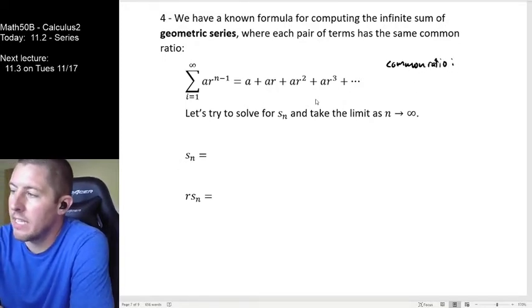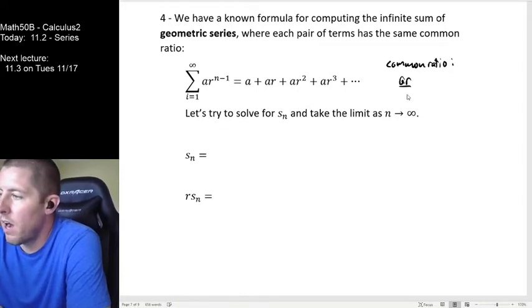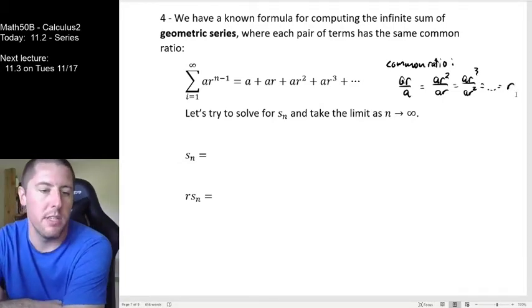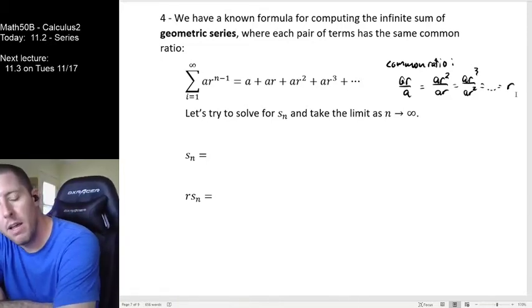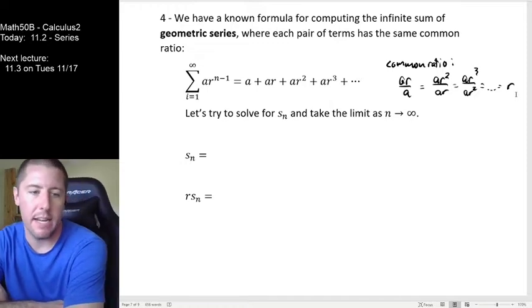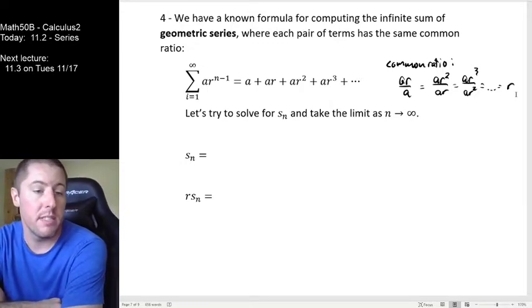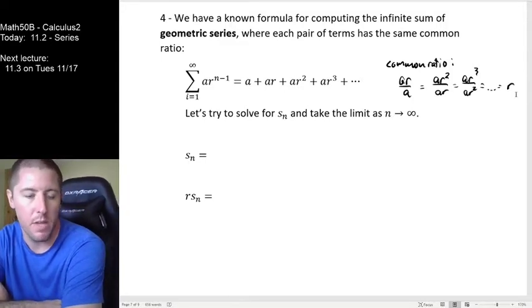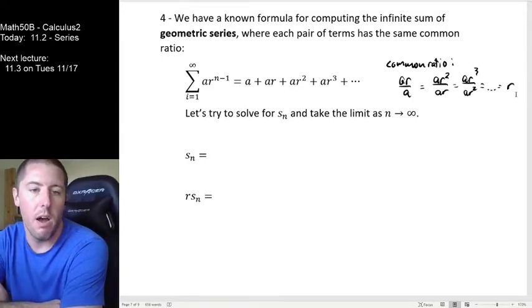I can look at successive terms, right? AR over A is the same as AR squared over AR, is the same as AR cubed over AR squared, is just R, right? So R represents the common ratio between terms. If you divide one term by its previous term, R is what you multiplied by to get from one to the next. So this is really the representation of an exponential function, right? We're doing the same multiplication each step of the time, starting at the value of A.